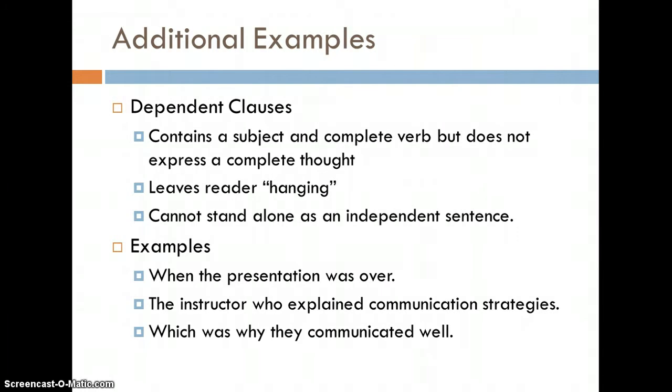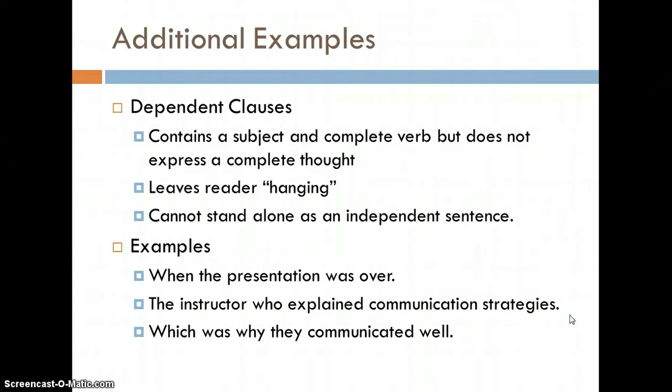We'll look at some additional examples. Dependent clauses, if they're all by themselves, are fragments. So they contain a subject and complete verb, but they do not express a complete thought. They leave the reader hanging, leave the reader wanting more information. So they cannot stand alone as an independent sentence. So here are examples. "When the presentation was over." Well, we've got our subject, presentation, and we've got a verb, was, but it leaves us hanging. Well, what happened when the presentation was over? We want more information.